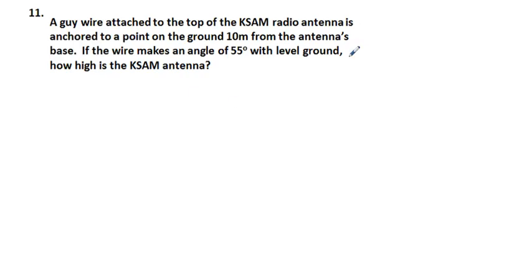Problem 11. A guy wire attached to the top of the KSAM radio antenna is anchored to a point on the ground 10 meters from the antenna's base. The wire makes an angle 55 degrees above ground. How high is the KSAM antenna?